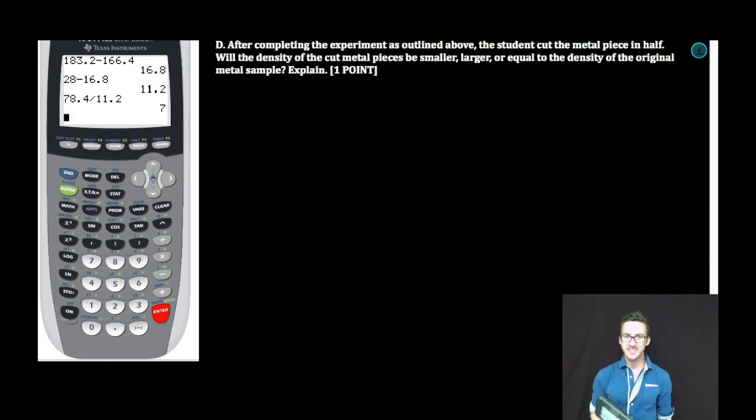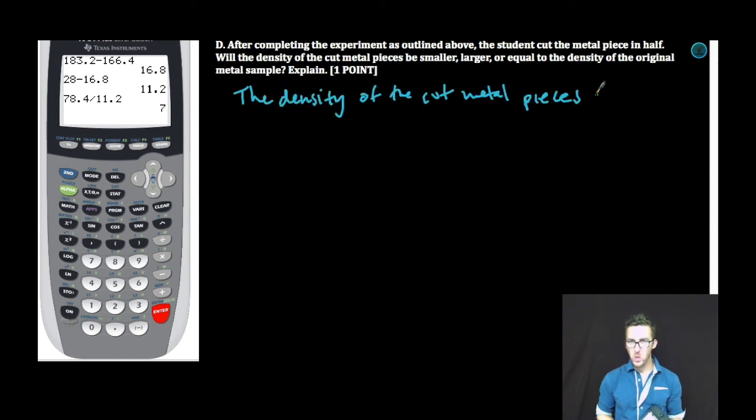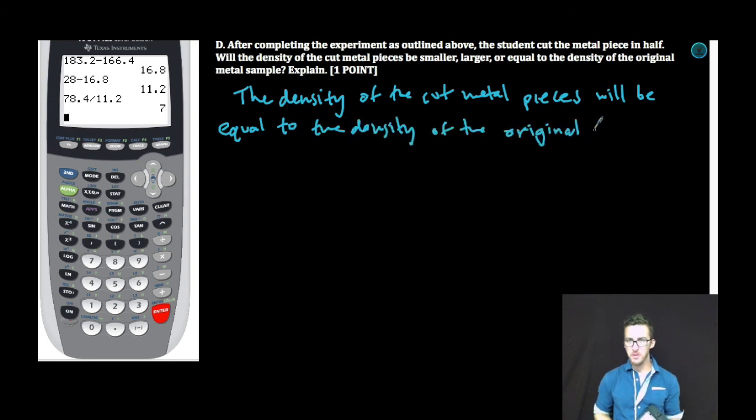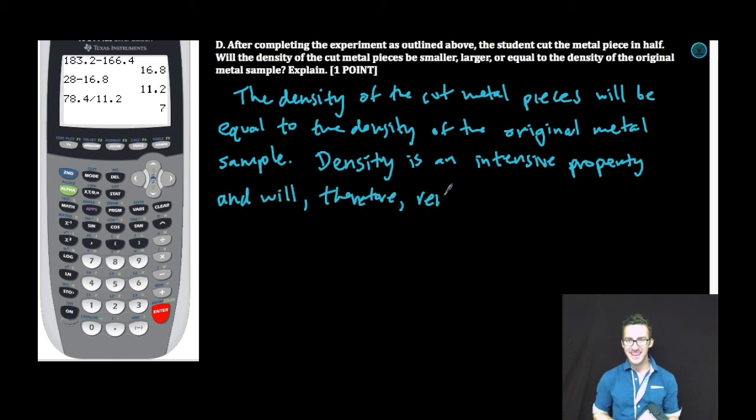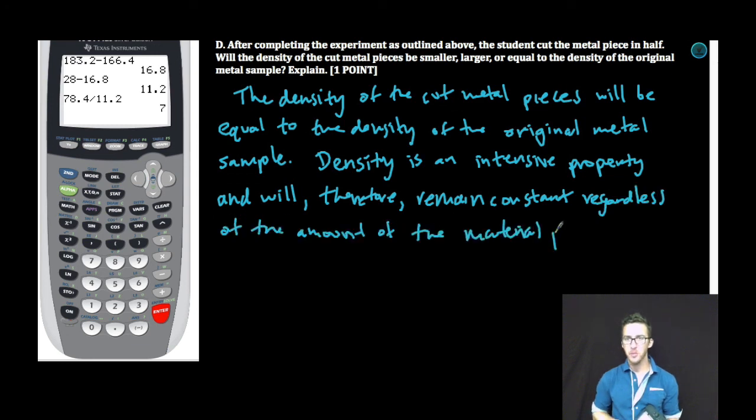Boom. Part D. After completing the experiment as outlined above, the student cut the metal piece in half. Will the density of the cut metal pieces be smaller, larger, or equal to the density of the original metal sample? Explain. Okay, let's first answer the question. The density of the cut metal pieces will be equal to the density of the original metal sample. Here comes our explanation. Density is an intensive property and will, therefore, remain constant regardless of the amount of the material present.